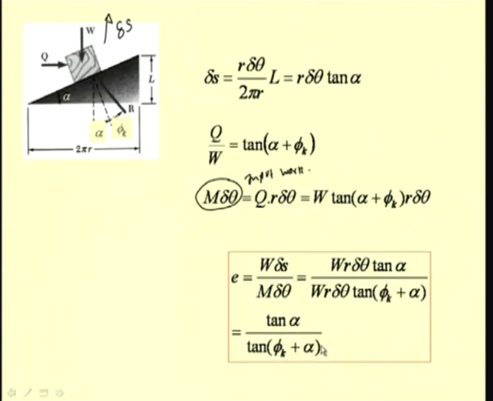Similarly, it is possible to find the efficiency of the screw jack when the load is being lowered, in the same way as we have proceeded for this problem. So, we see that this concept of virtual work can be effectively used to compute the efficiency of the mechanical system.